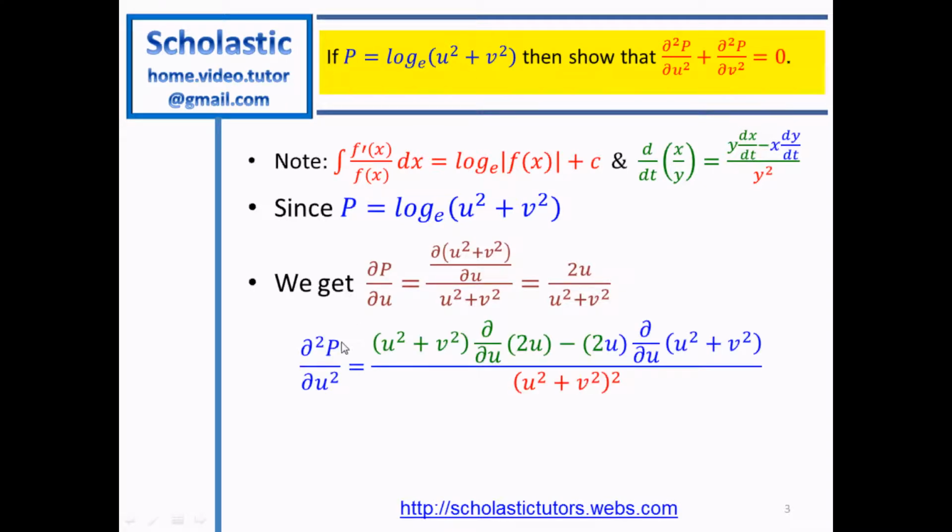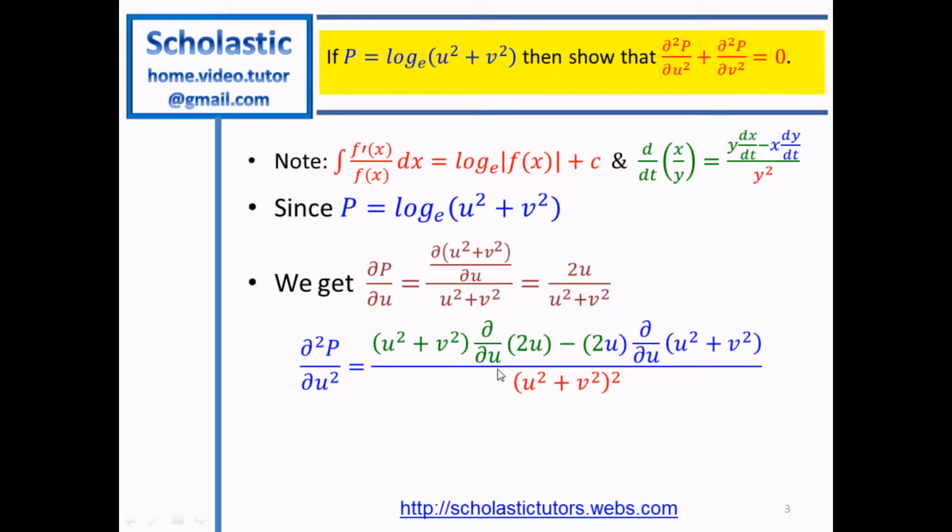So in this case, we can use this formula here. That means differentiation of ∂P/∂u with respect to u becomes ∂²P/∂u². And then y is equal to u squared plus v squared, so y squared equals u squared plus v squared, the whole squared. The numerator is y times ∂x/∂u, where y is u squared plus v squared and x equals 2u, minus x, that is 2u, times ∂y/∂u, divided by y squared.